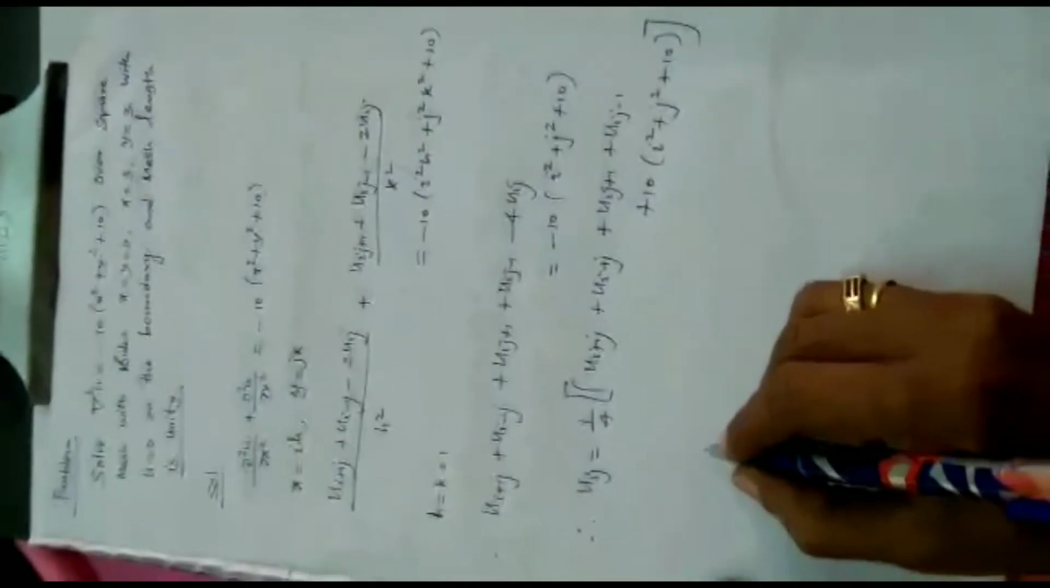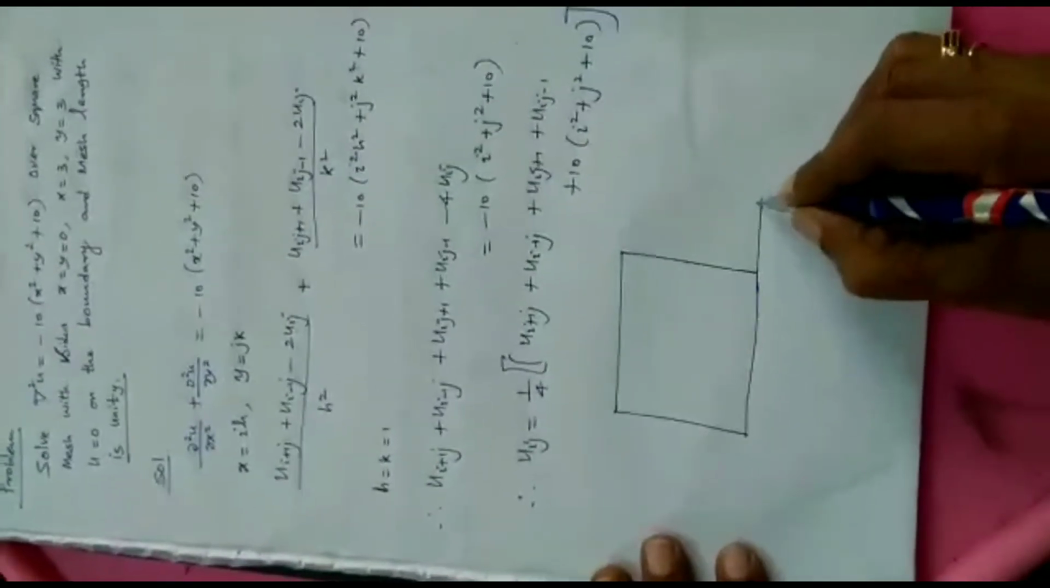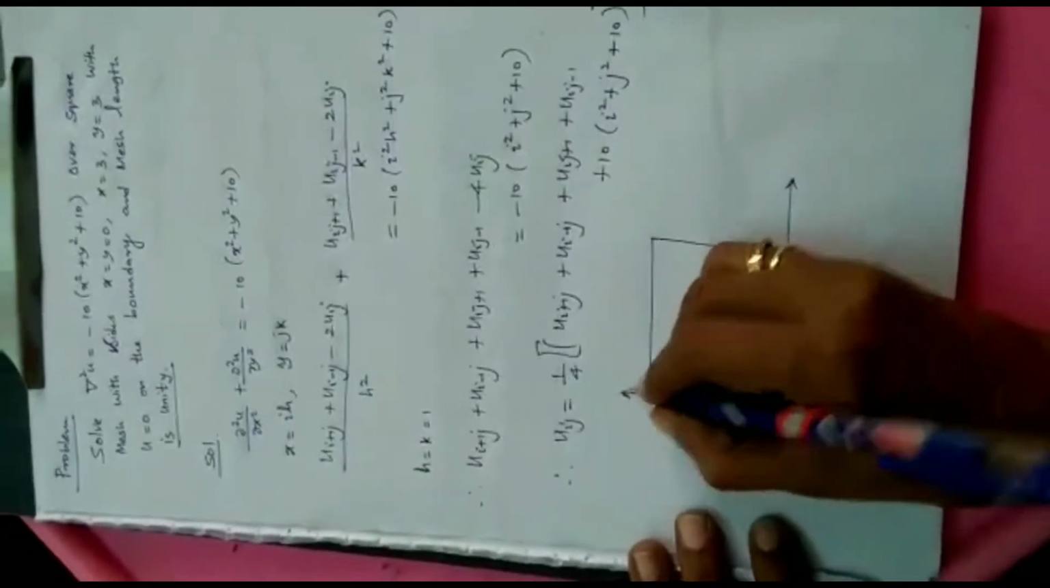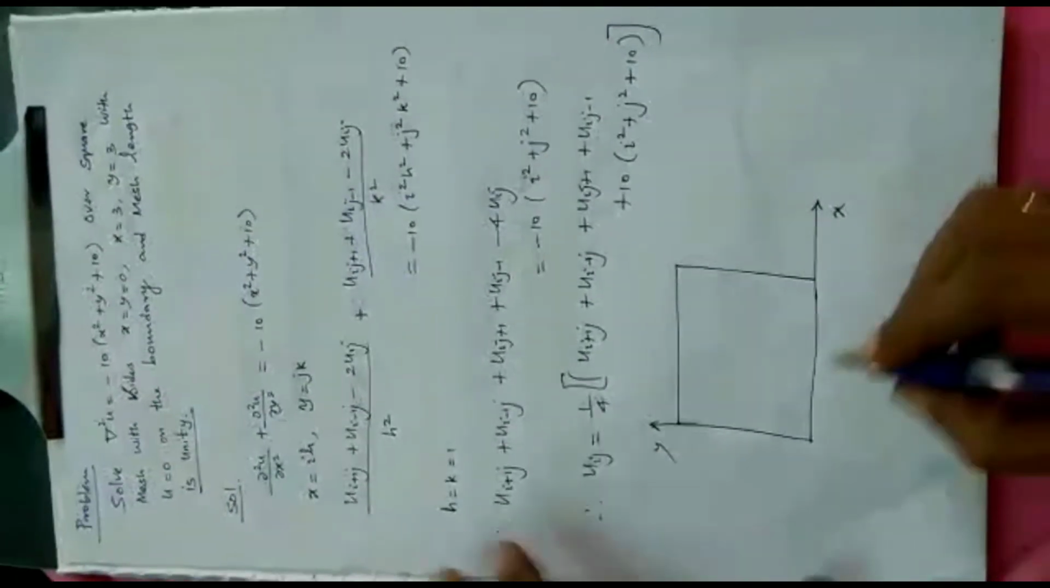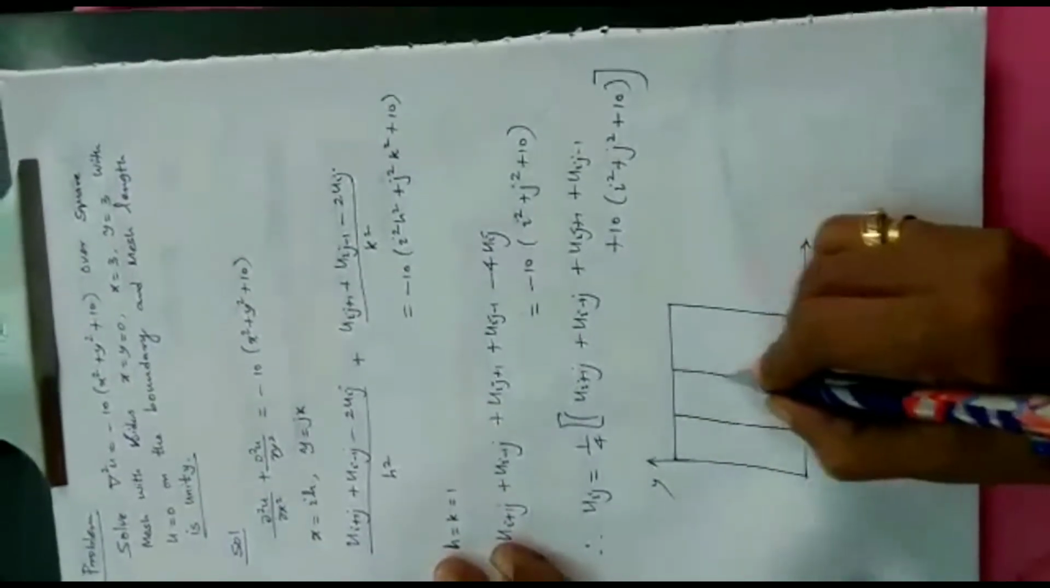Now how are we going to take the domain? This is a square domain, with the coordinate system x and y. I'm going to divide the region this way.